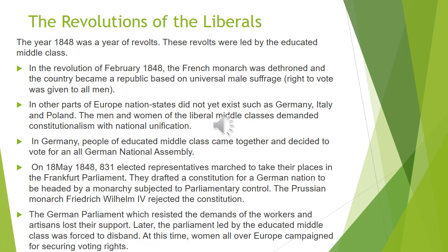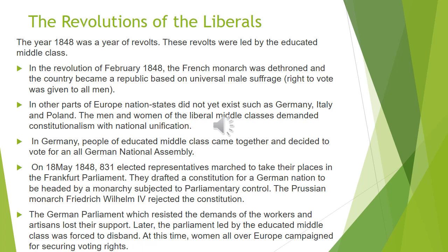In Germany, people of the educated middle class came together and decided to vote for an all German National Assembly. On 18th May 1848, 831 elected representatives marched to take their places in the Frankfurt Parliament. They drafted a constitution for the German nation to be headed by a monarch subject to parliamentary control. The Prussian monarch Frederick William IV, however, rejected the constitution.